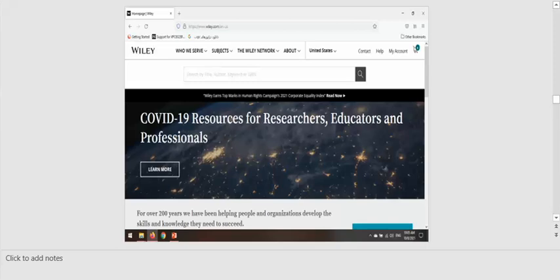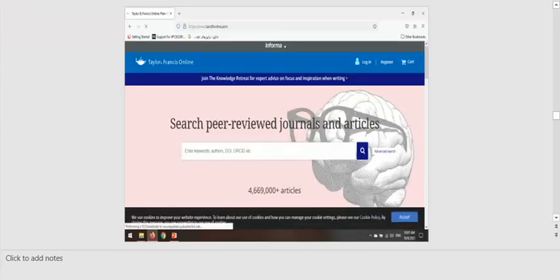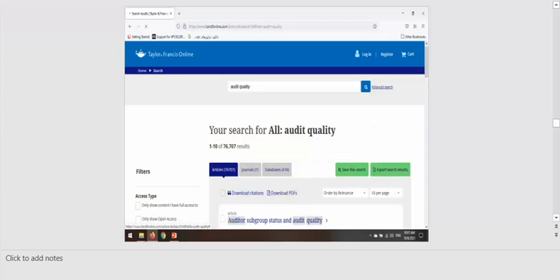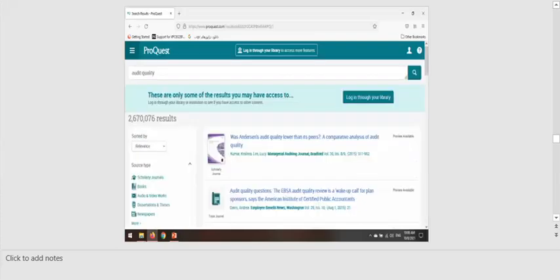And this is the Wiley website. Also, you can type your topic, your keywords, audit quality. You can see the new articles. Taylor and Francis. This is the search box. You can type your keywords here. For example, I typed audit quality. This is ProQuest. On ProQuest, you can also find dissertations and theses that were recently done on your topic.